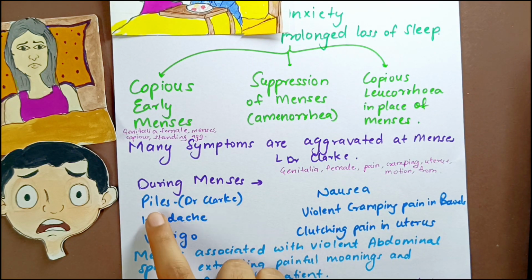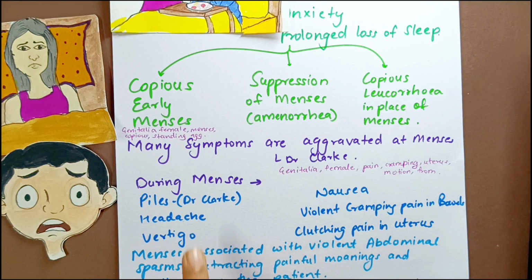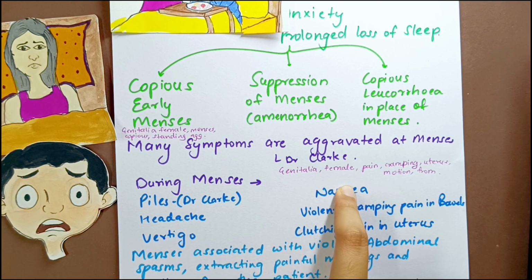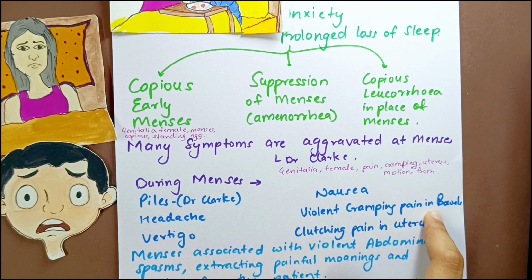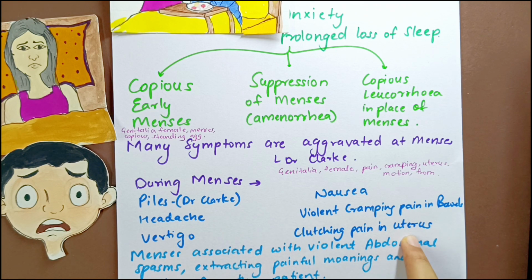So during menses, they can have piles, and this is something which Dr. Clarke actually talks about. Okay, there are piles during menses in these patients. Headache can also be there, and this remedy has a very characteristic headache. We're going to talk about it. Vertigo and nausea, these are there accompanying almost everywhere. So in motion sickness they are there, they are very characteristic for this remedy: nausea, vertigo. Violent cramping pain in bowels, again we've seen this kind of stone pinching kind of pain in these patients. Clutching pain in the uterus.